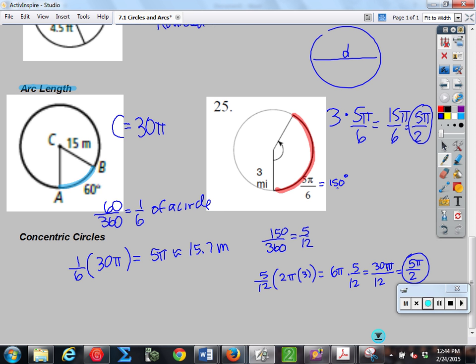Where'd you get the 15 pi over 6? That's 3 times 5. Like there. Multiply across, multiply across. Oh, okay, yeah. So this is actually a cool formula. If you have the radius times the angle, if this is in radians, this is the arc length.